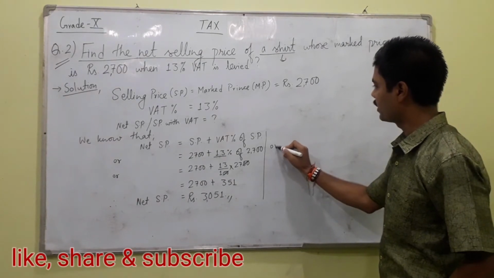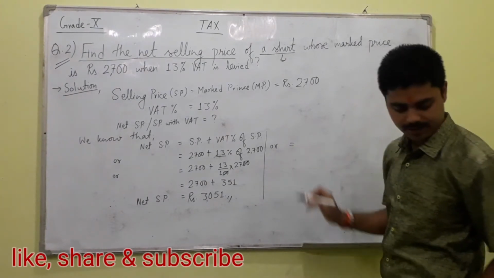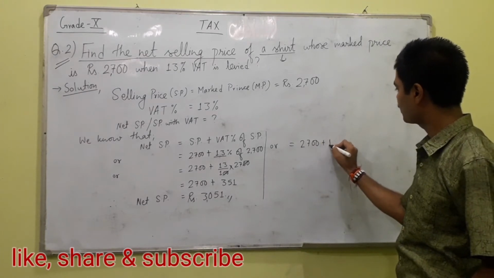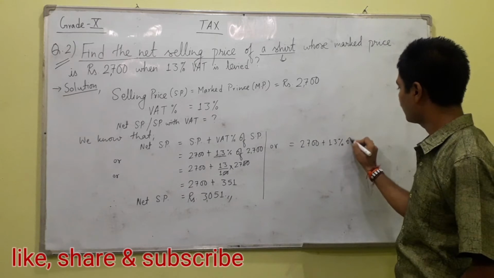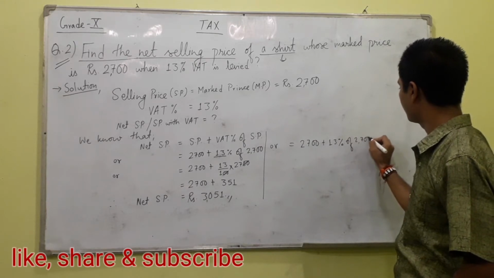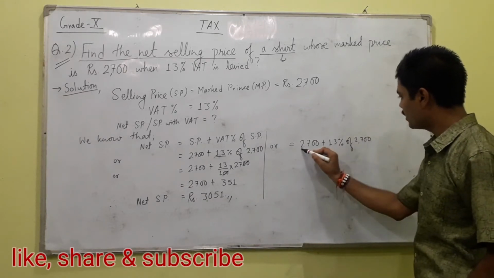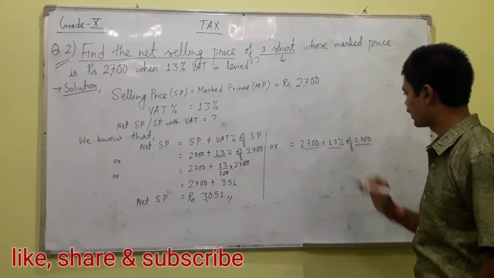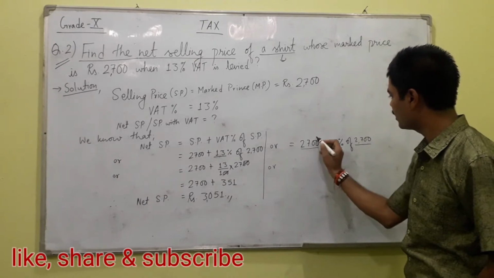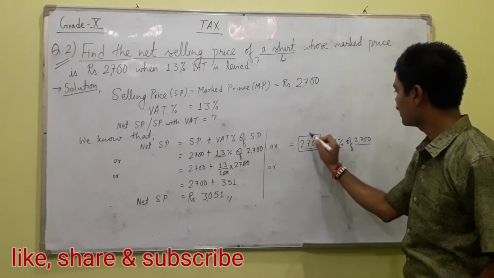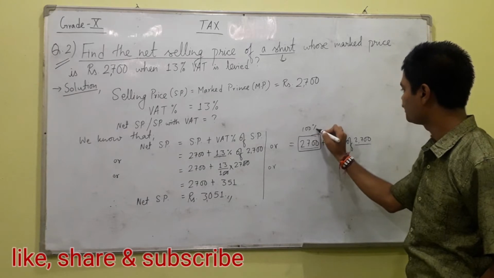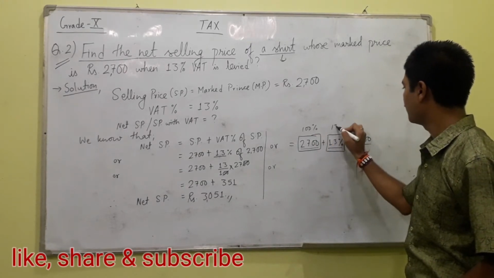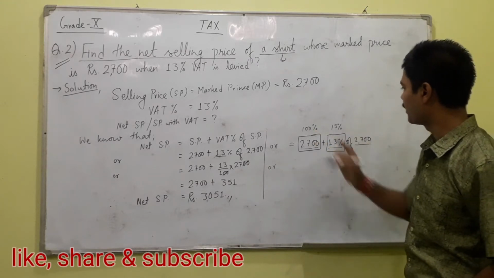Here, net selling price is equal to 2700 plus 13% of 2700. If you see similar numbers where percentage is asked, then you can consider this 2700 as 100%, and this 13% will be added to the 100%.